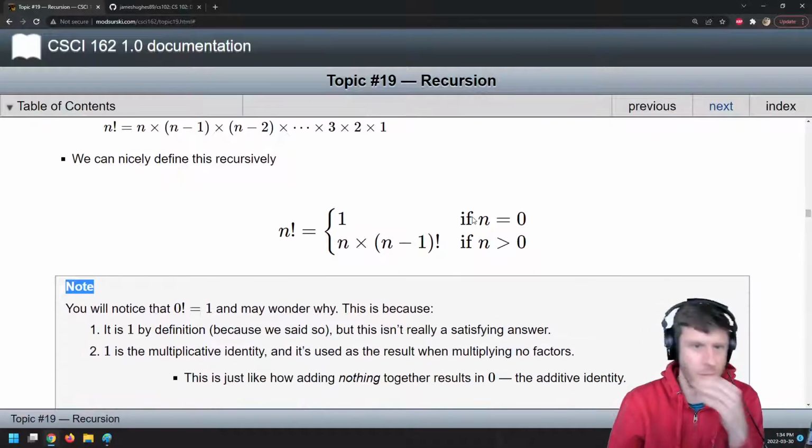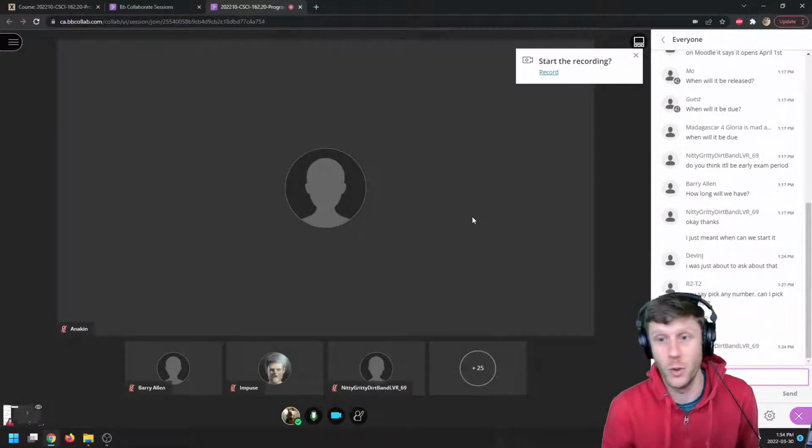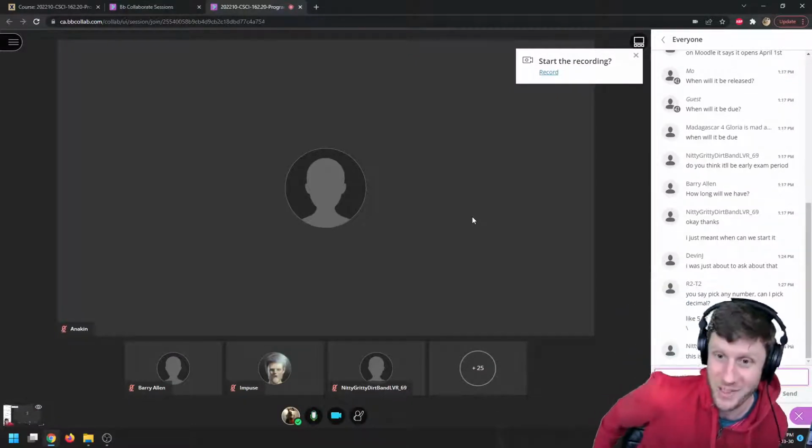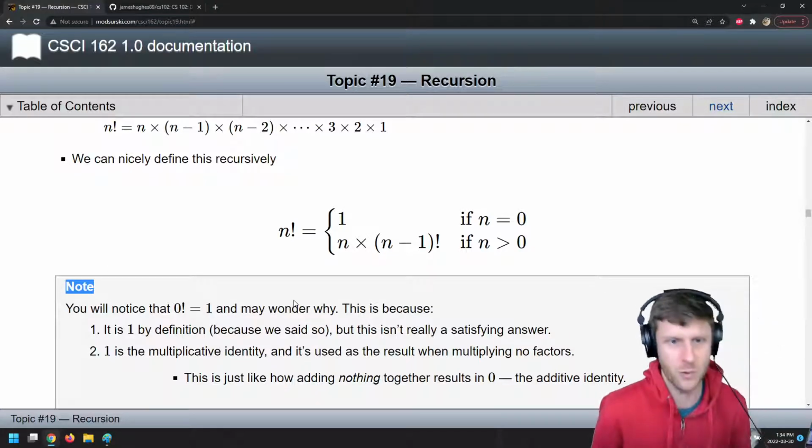So note, you will notice that 0 factorial equals 1. Oh, I hear a boop. This is cool. I agree. This is phenomenally interesting. You will notice that 0 factorial equals 1 and wonder why.